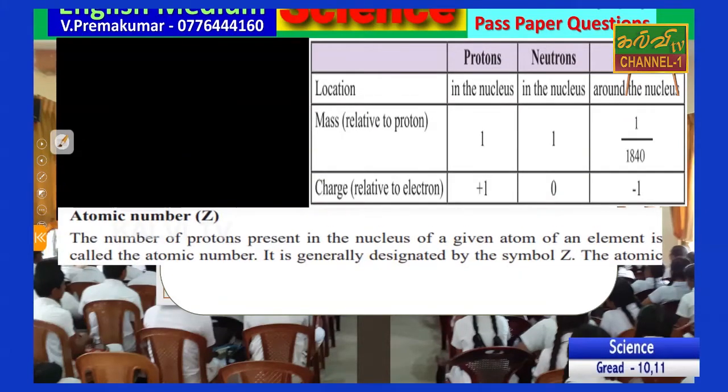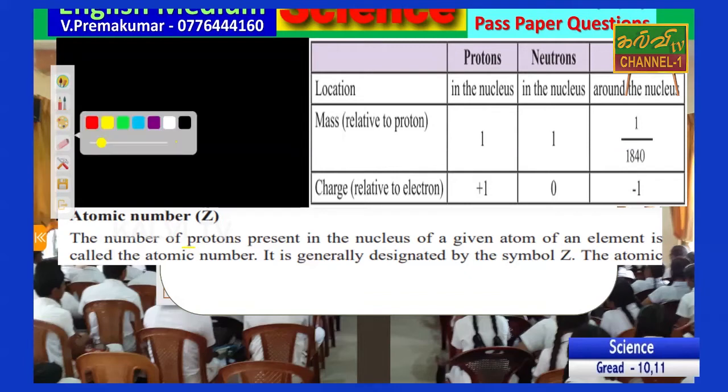Atomic number, we already discussed this. The number of protons present in the nucleus of a given atom of an element is called the atomic number. Atomic number always considers the number of protons. Sometimes you may ask, why do they concentrate on protons?